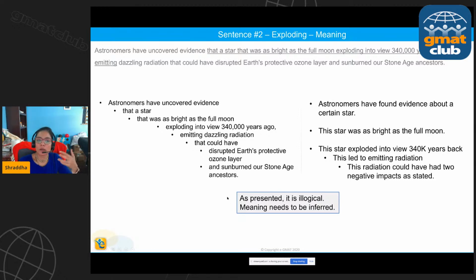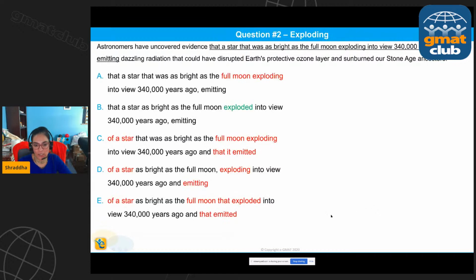So what did we do here? When the sentence did not present the logical meaning, we again pieced each and every piece of information together and we tried to extract the logical meaning. We have not moved on to the error analysis yet because first we want to make sure what is the meaning that the sentence must present. And this is what we have here. So now that we understand, okay, so definitely we had a problem with exploding. This is the grammar error that is making the meaning of the sentence absolutely illogical. So now let's do the answer choice analysis and find out what's going on.